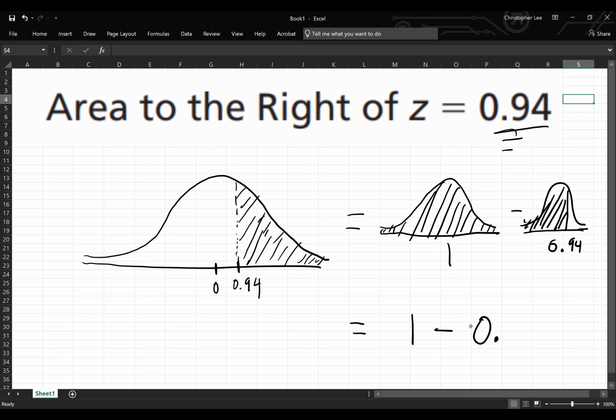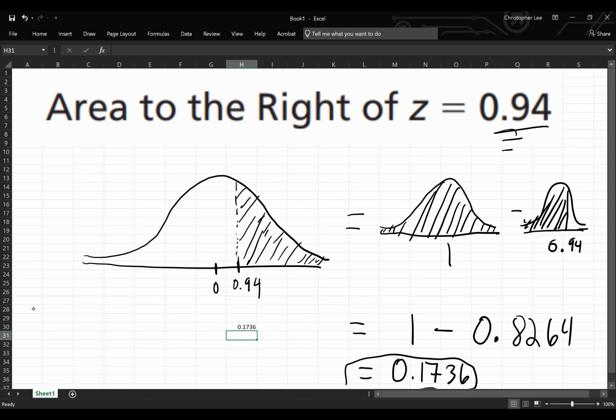So what is 0.94 when you look it up in the table? What is it? 0.8264. Good. Now we just do a little calculator, 1 minus that, and we're good. So let's look. 1 minus 0.8264. So I got 0.1736. And that's it.